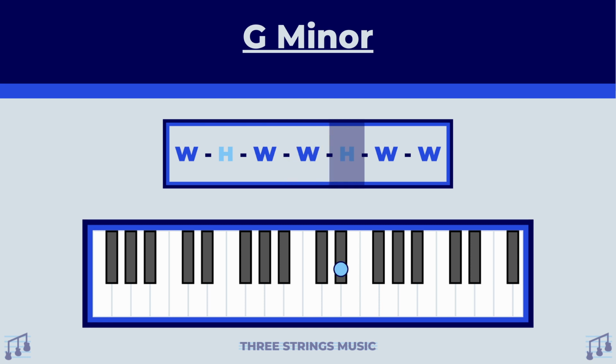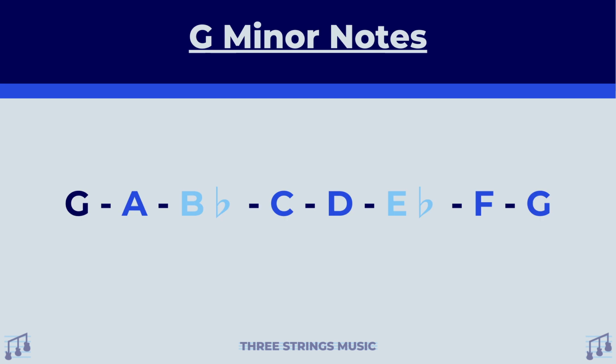Our second to last whole step has us going from this E flat, skipping over the white key to get to the very next white key, because again, there's no black key in between E and F, so we get to F. And now we need one more whole step to get to the last note of this scale. So we go from this F, skipping over the black key above that, to get to G. And that's the G minor scale.